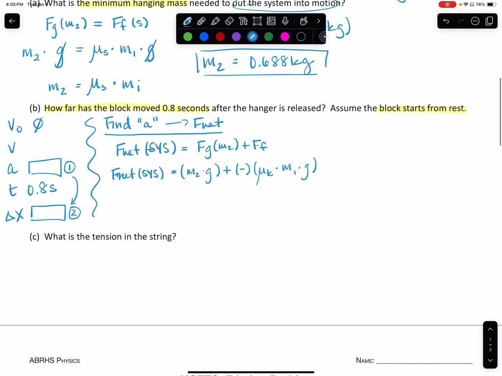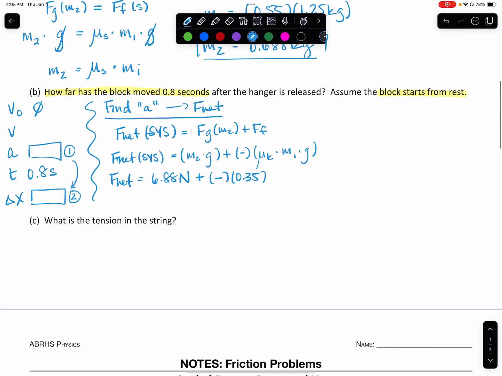All right, so F net is going to be equal to the mass of 2 times gravity, so that's going to be 6.88 newtons, plus negative kinetic coefficient of friction times mass times gravity. All right, so we're going to end up with 0.35 for my coefficient, because I need the kinetic one, sorry about that. And then we get 12.5 newtons for that Fg for mass 1. All right, put all that in our calculator, and we're going to find that the F net for the system is equal to 2.5 newtons.